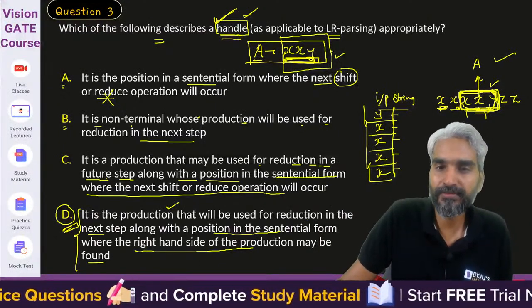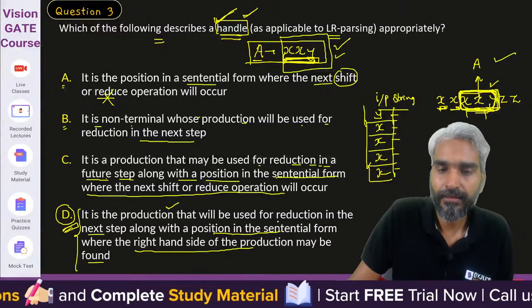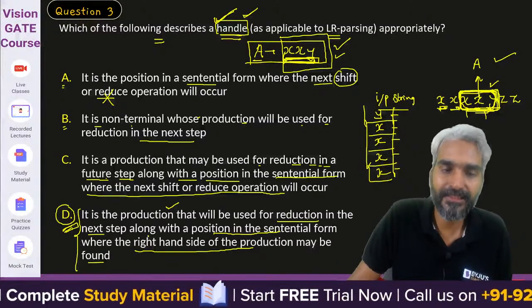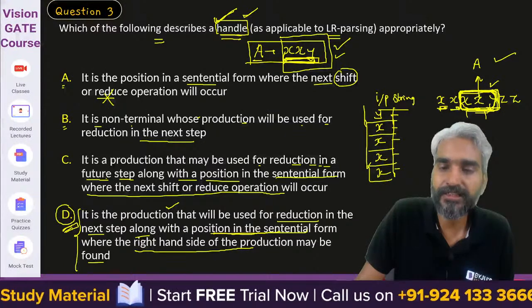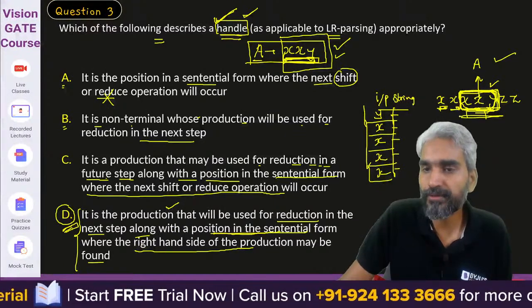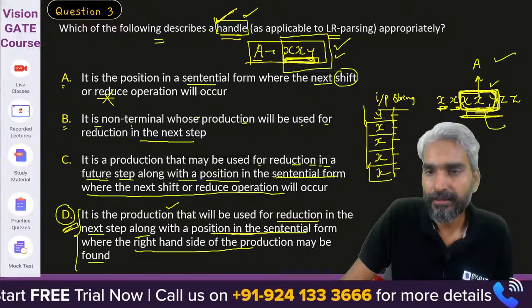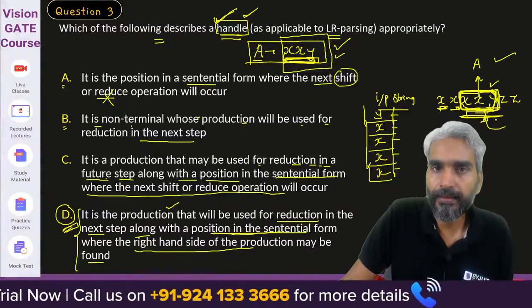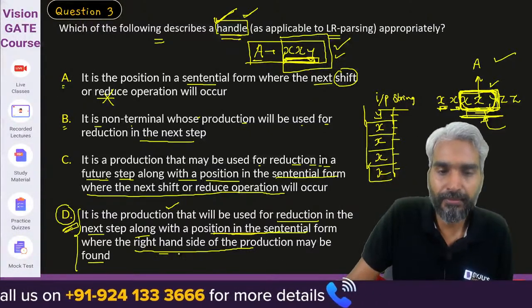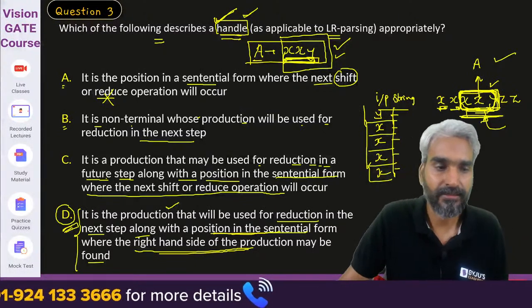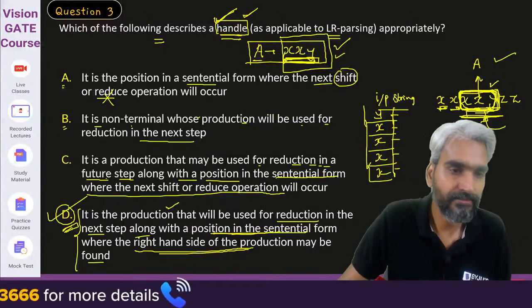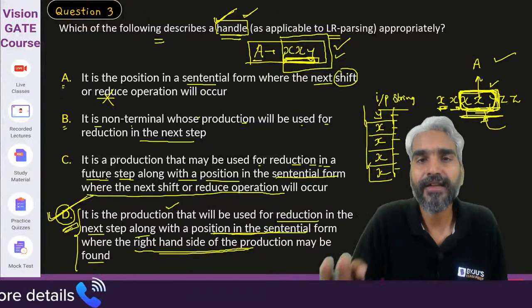That is a production with respect to which we will perform the reduce action in the next step, along with the position in the sentential form. Along with the position, at whatever position we get the substring which matches the complete right hand side part of the production. Got it? So option D is the correct answer.